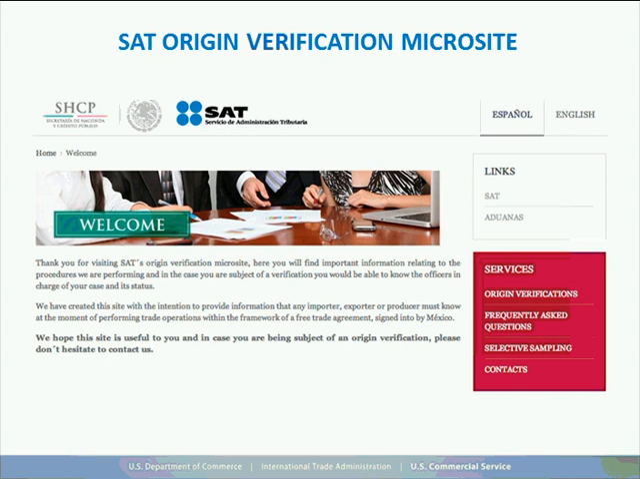One question here: if the U.S. exporter wants to contact these people from the SAT, are they answering in English or in Spanish? In English. They have bilingual people prepared to do that.